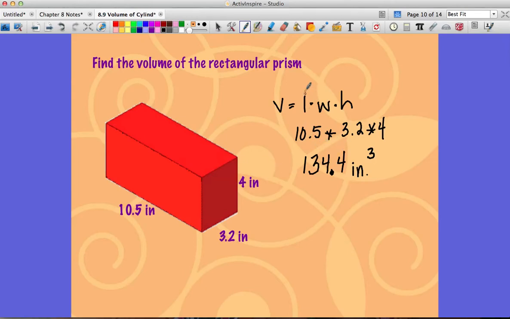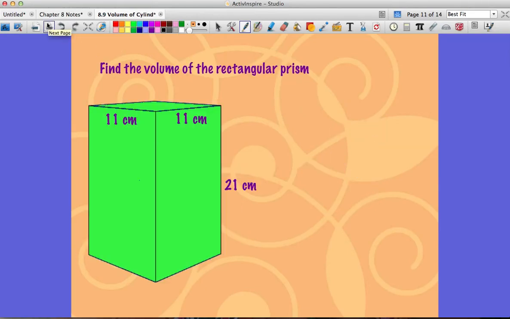You can also think of it this way. There's 1, 2, 3 dimensions when we talk about the formula for volume. That's why you have 3 as your exponent when we're talking about your units. 1 for each dimension. Again, this is the problem that you'll be doing on your own in your notes. This is number 4.